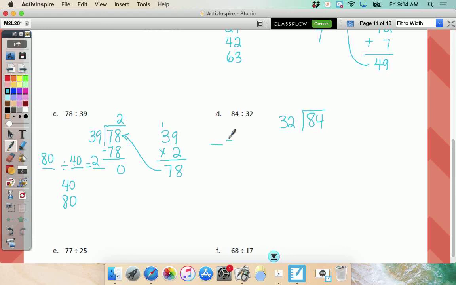So your lines, are you writing them? Yeah. Okay. Did I do it right? Yeah. Okay. So which multiple of 32 is closest to 84? 64. So what will I write on top of the doghouse? 2. 2 times 32. 64.